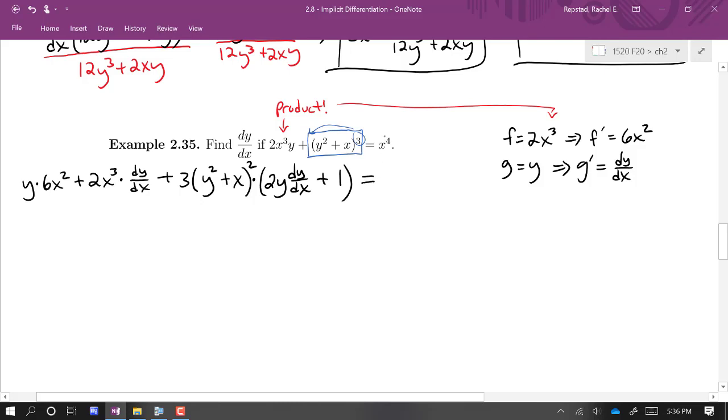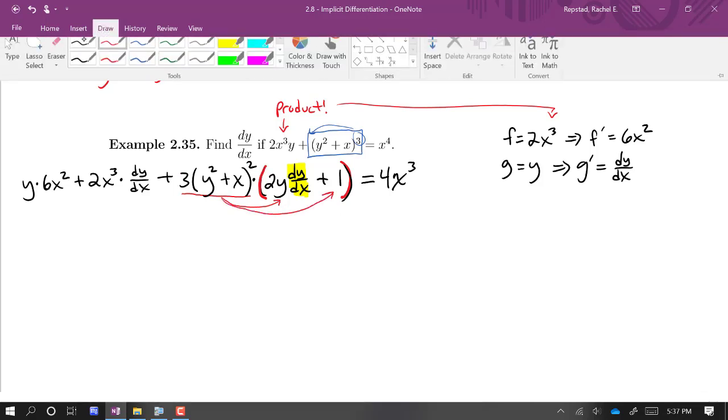Then on the right side, the derivative of x to the 4th, that's a nice simpler derivative to take, just a power rule, so 4x cubed. All right, we want to solve for dy/dx. One thing that makes this one a little bit harder than the last is that we have a dy/dx inside a set of parentheses here, and we need to get it out. The way that we get something outside of a set of parentheses is we distribute. Usually that's our avenue. So we're going to distribute this whole big factor outside, that 3 times parentheses squared, through those parentheses.